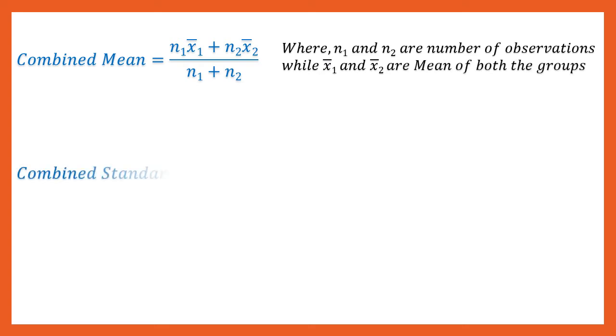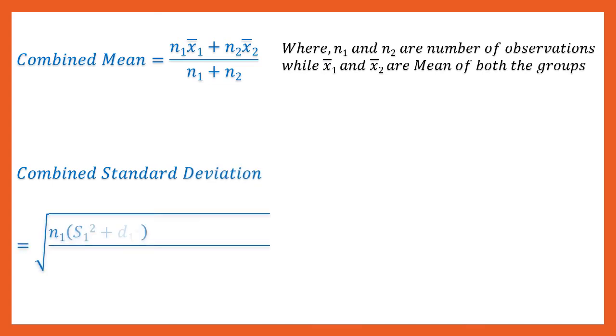Next, combined standard deviation. Now this is a bit lengthy formula. Under root, n1 into bracket s1 square plus d1 square, plus n2 into bracket s2 square plus d2 square, divided by n1 plus n2. This is a lengthy formula. This is not a simple standard deviation, just adding and getting an average. We are combining two standard deviations into a single value here. So this formula is necessary for that.